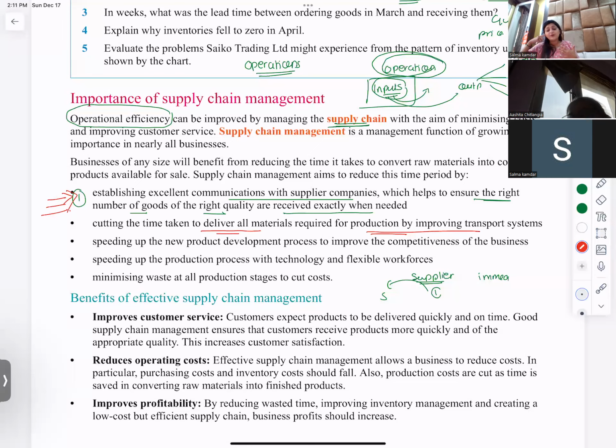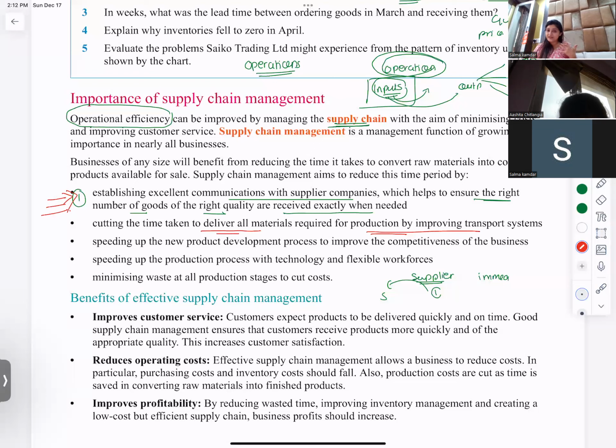But if you're producing late, that means the product is produced late, it is available late and sold late. So when you are producing faster and more, you are becoming more competitive. To do this production faster, he can also introduce new technology. He can have flexible workforces.